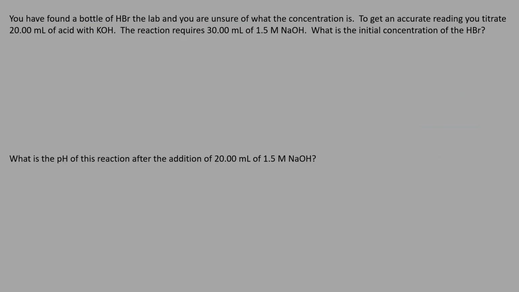All right, so one last problem. We have found a bottle of HBr in a lab and you're unsure of what the concentration is. To get an accurate reading, you titrate 20 milliliters of acid with KOH. So we have HBr plus KOH makes KBr plus H2O. Both of these are strong, so we have H plus OH makes H2O.